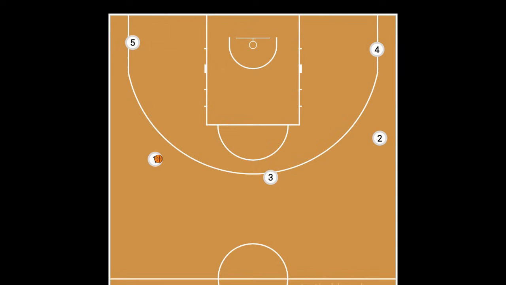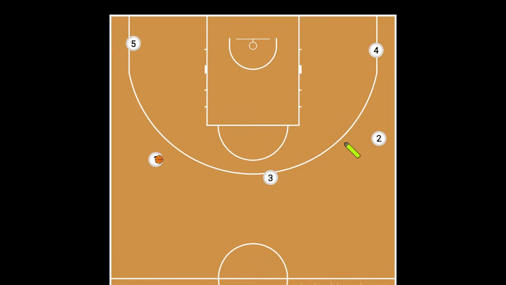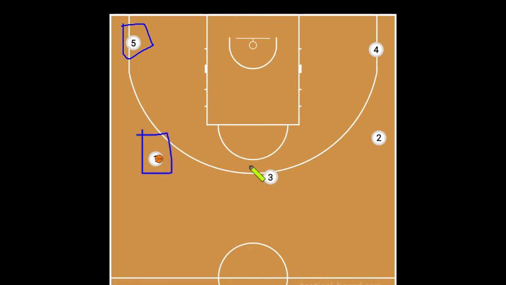Okay, let's start small on how we might see these stagger screens being used. In this particular play, I have a 5 out being demonstrated in which we have the ball on the left side of the floor. As we can see, we have all 5 players outside of the 3-point line.